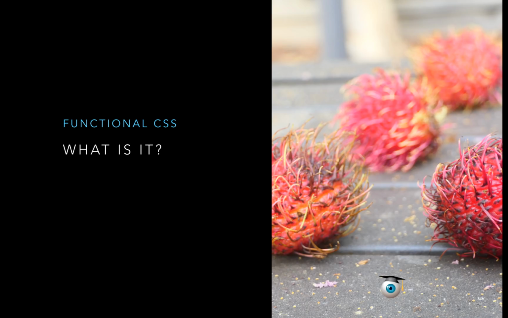Okay, so what does functional CSS really mean? Functional CSS is one of the CSS methodologies. It's basically a pattern, a common pattern that you use across your project. So everybody follows it. And if you do that, then the magic would happen.